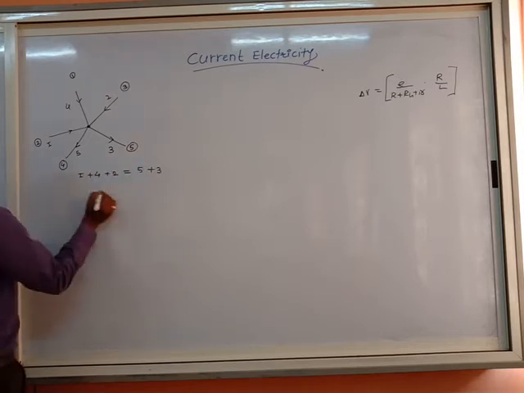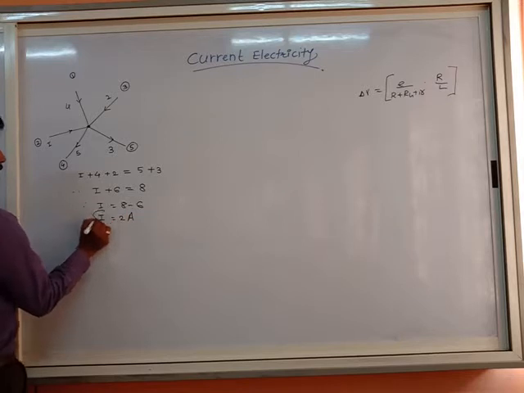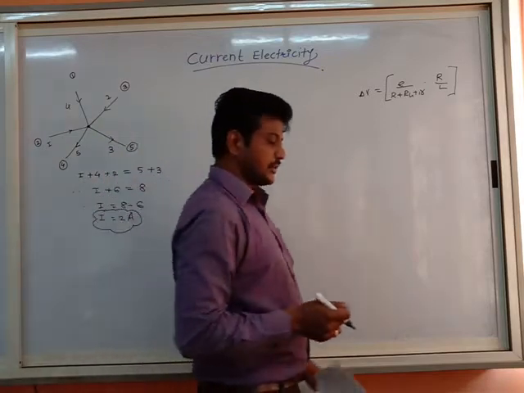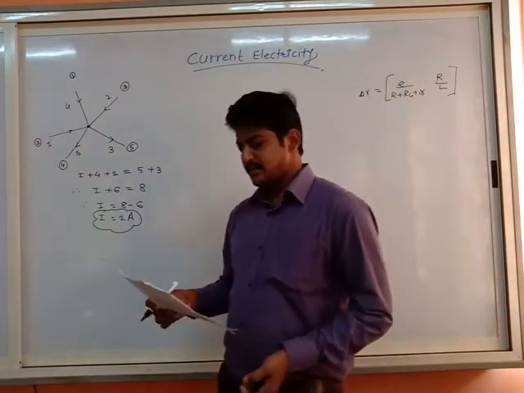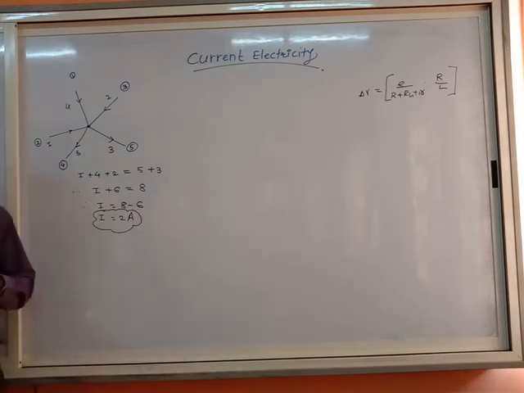Equal to how many currents are leaving? 5 plus 3. Therefore I plus 6 is equal to 8. Therefore I is equal to 8 minus 6, I is equal to 2 ampere. So this is the current across this particular network. Option A 2A, option B 3A, option C 5A, option D 8A. So option A is the correct option for MCQ number 1.